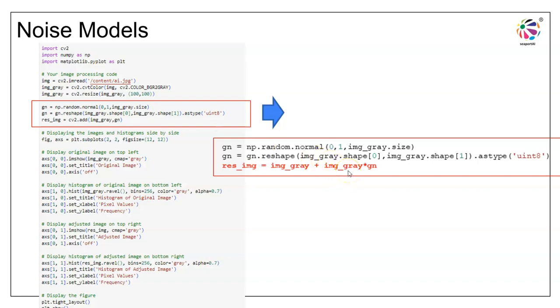img_gray into GN performs element-wise multiplication of the grayscale image and the Gaussian noise. This operation modifies the intensity of each pixel in the image based on the corresponding Gaussian noise value. As a result, this operation amplifies the pixel intensities rather than adding noise to them. If you want to add noise to the image, it is more common to add the noise directly to the pixel as we see here rather than this particular option.